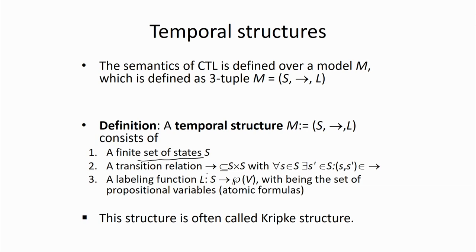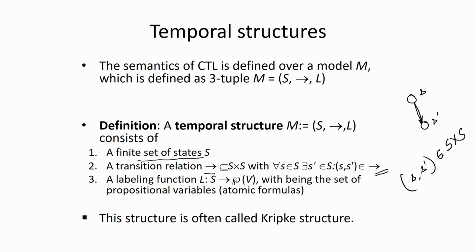We have a transition relation arrow, which is a subset of the Cartesian product S cross S. That means, if we have a set of states, we have a transition from any state to any state: for all S belonging to the set of states S, there exists S dash belonging to S such that S and S dash belong to this particular transition relation. That means, if I have a state S and another state S dash, and a transition from S to S dash, then this member S to S dash, a member of S cross S, the Cartesian product of S on S, is a member of this transition relation if we have a transition from state S to S dash.